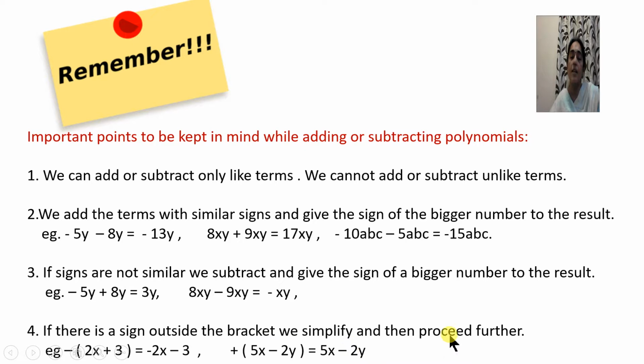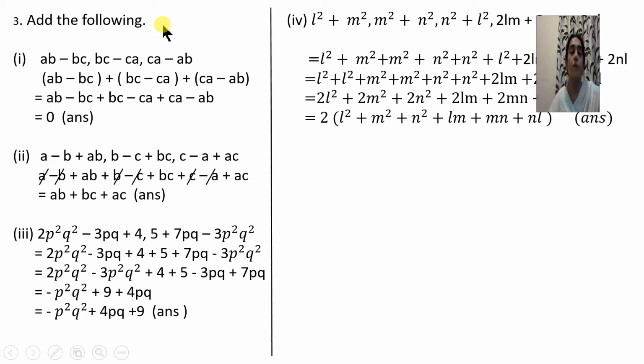Plus 5x and minus 2y. But here, when there is a minus sign outside the bracket, when you remove the bracket, the signs of the terms inside the bracket change. If it is positive, it will become negative. And if it is negative, it will become positive. So here 2x plus 3, so minus 2x minus 3 when you remove the bracket. So after keeping all these points in mind, it becomes easier for us to add and subtract and we may not make a mistake. So let's begin with question 3, which is add the following.